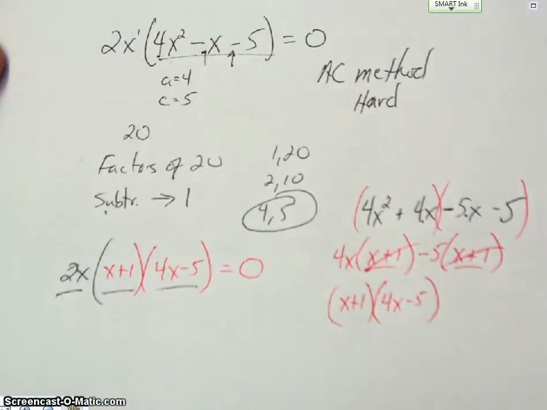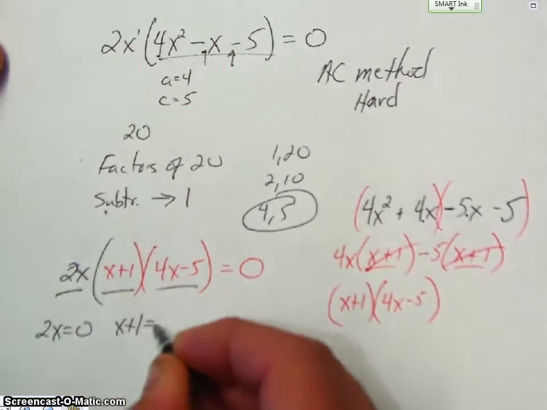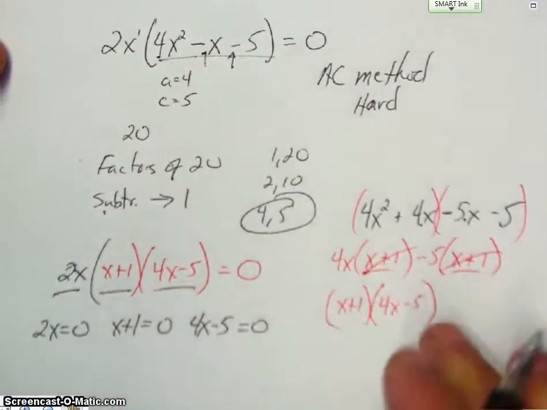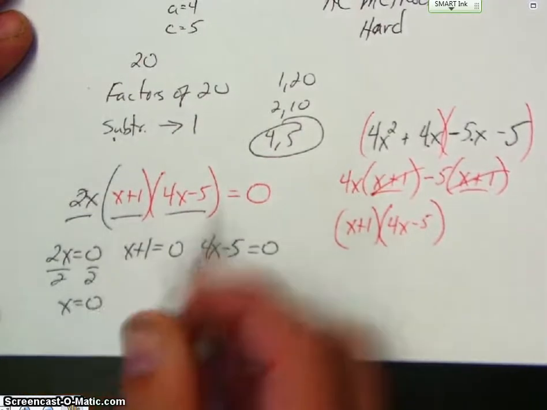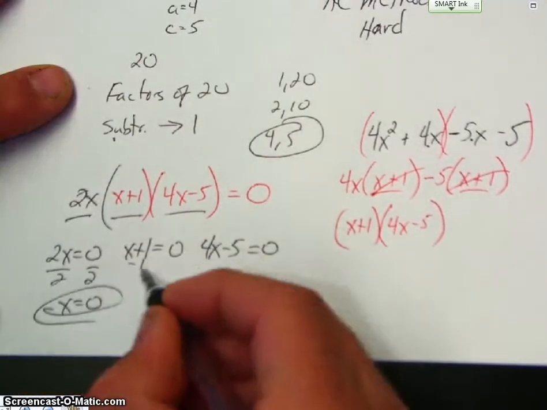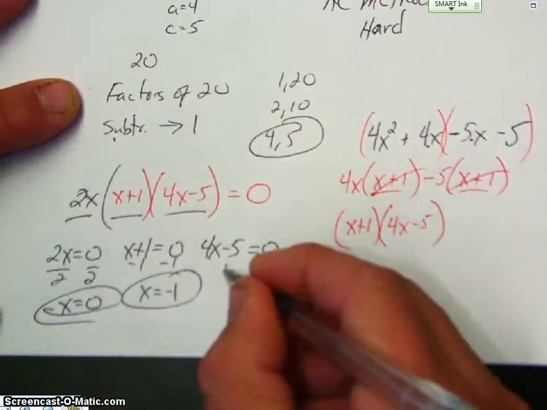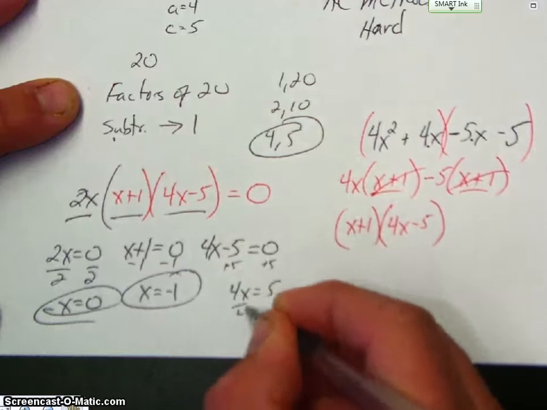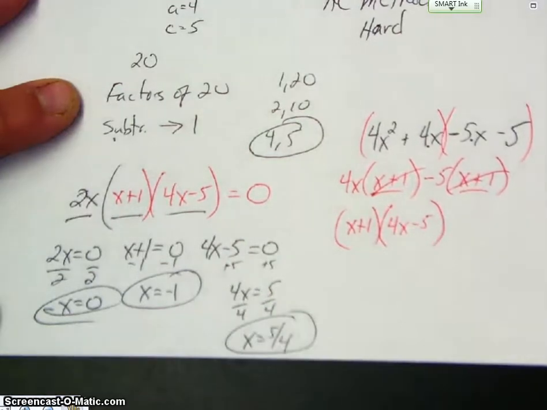And now I have 3 factors. You guys set each one equal to 0. So I got 2x is equal to 0, x plus 1 is equal to 0, 4x minus 5 is equal to 0. So divide both sides by 2, so x is equal to 0. There's one solution. Subtract 1. Another solution. Add 5. Divide by 4. And there's my last solution.